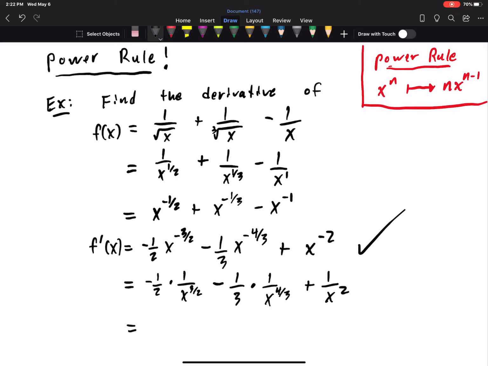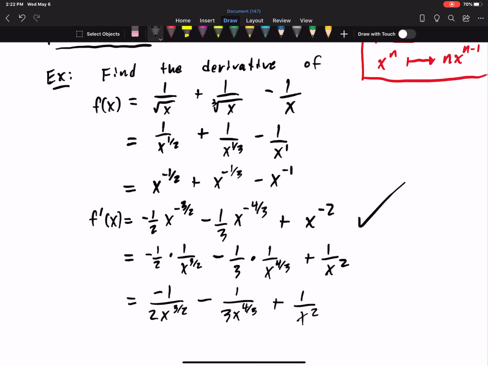Using fraction rules now, multiplying straight across the numerator and denominator, we have minus 1 over 2 x to the 3/2 minus 1 over 3 x to the 4/3 plus 1 over x squared. Okay? So that is your final answer, as simplified as it gets. If you wanted to convert these powers into radicals and more powers inside those, be my guest, but this is good enough, I think.